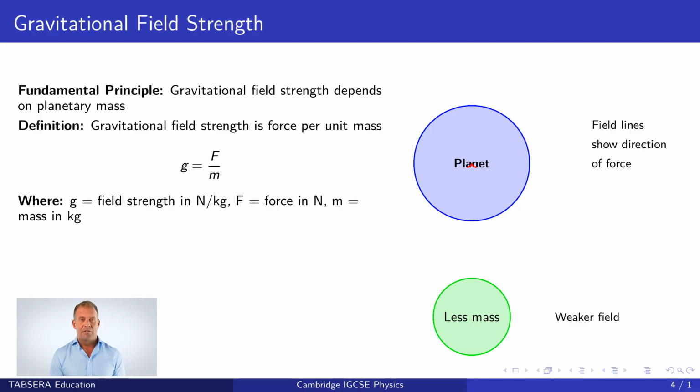The diagram illustrates field lines radiating from a planet. Notice how the larger planet has stronger field lines than the smaller planet below. This principle is fundamental because it explains why different planets have different surface gravity values.